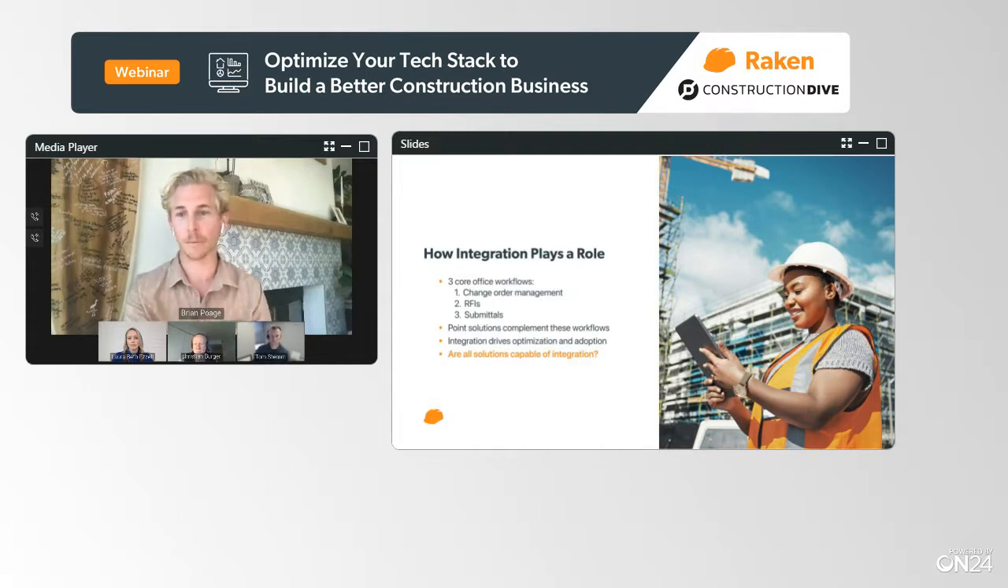And from there, companies start to branch out, considering point solutions. Maybe they want to look at field reporting or drawing management or scheduling, for example. So if you're considering point solutions, you want to take a close look at the platforms that you use to manage those main 3 workflows we just talked about.